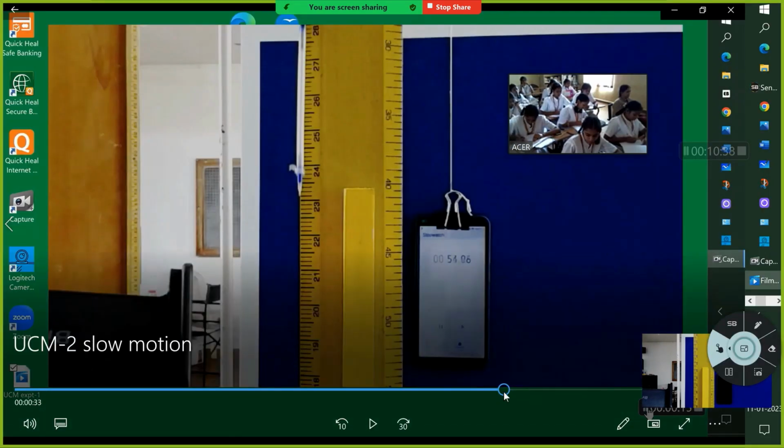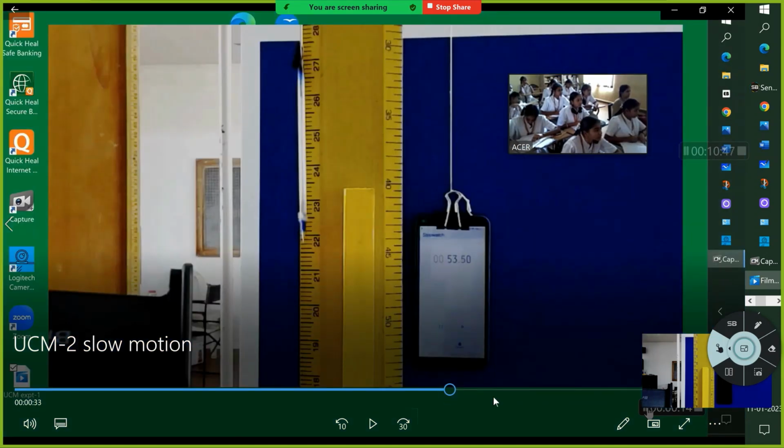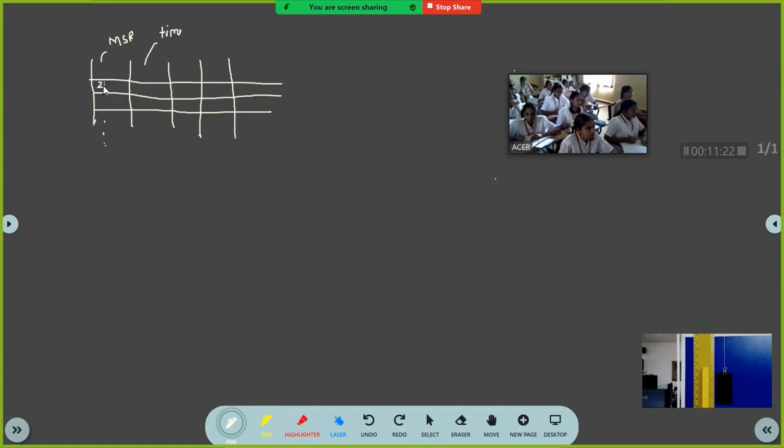Now you see, what is the reading of the pen tip? 21.8. You write in the first column, first row, 21.8. And then in the time, you write 53.50. Here you have written 21.8 now? Yes, sir. And here you wrote 53 point something now? Yes, sir. Good. Next reading you will take.